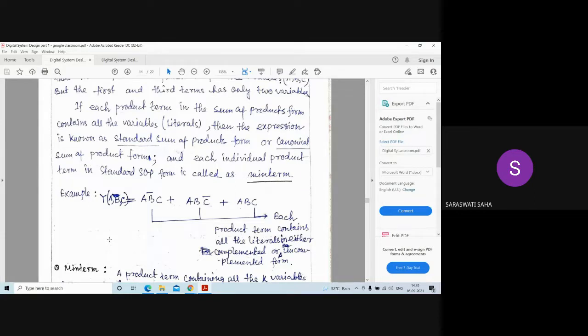Clear? Then tell me what will be the output at this moment when A, B, C: A is 1, B is 0, C is 1. What will be the output here?